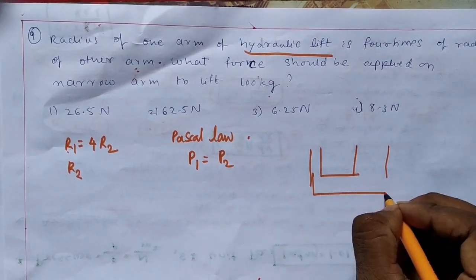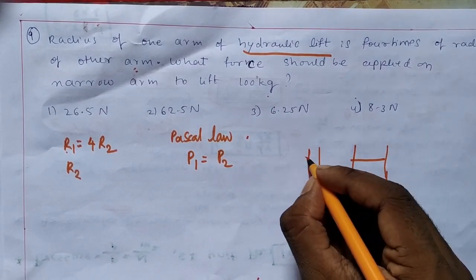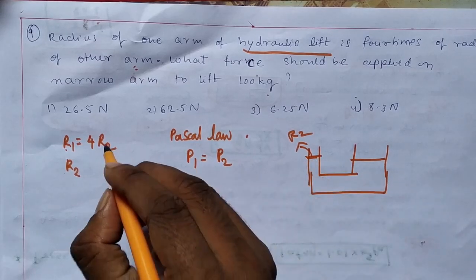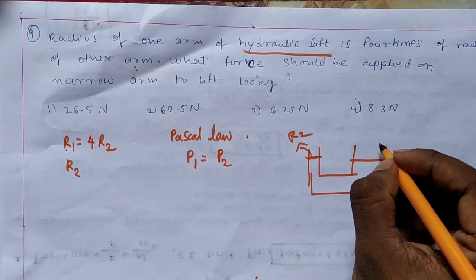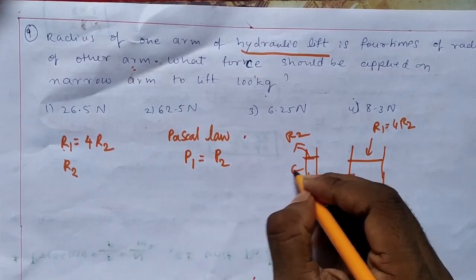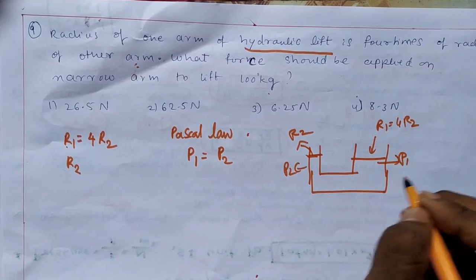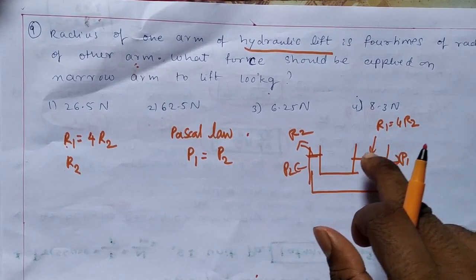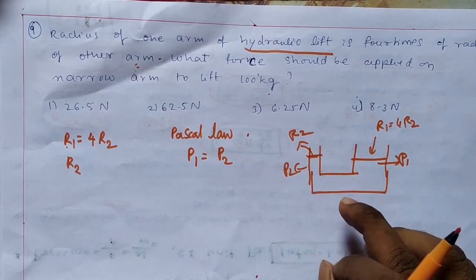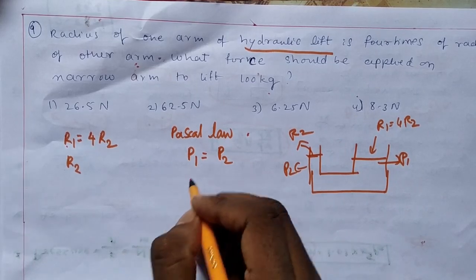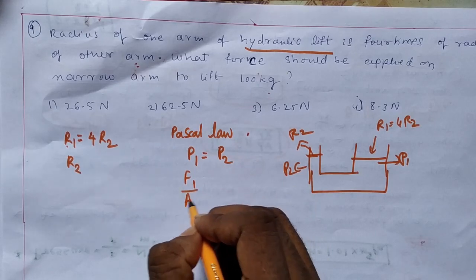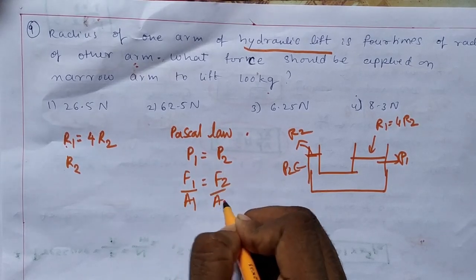This is our hydraulic press, isn't it? Here radius is R2. Why, sir? How do you know that this radius is R2? They have given R1 is equal to 4 times R2, isn't it? It has to be larger, that is 4 times of it. And the pressure applied here is P2 and pressure applied here is P1. Now whatever pressure is applied here should be equal here. So a car moves in upward direction here. According to Pascal's law, P1 is equal to P2, and pressure is nothing but F1 by A1, F2 by A2.